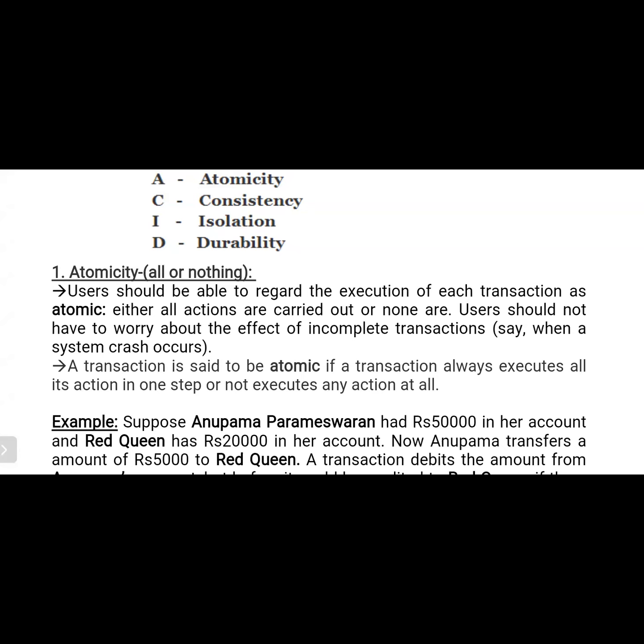For example, in the last class also I was talking about this. Here we consider two persons, A and B. A transfers an amount to B. Now, maybe some amount is deducted from A. After deducting the amount from A, maybe some failure occurs. Then the amount is deducted from A, but the deducted amount is not added to B. So actually it is an error transaction, and we are not accepting this transaction.